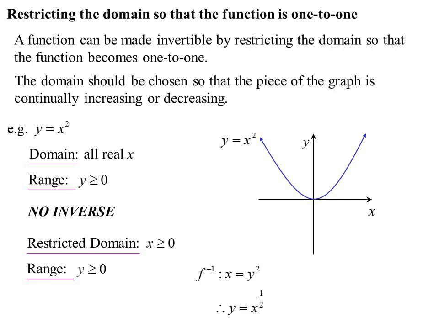Inverse, swap the x and the y's round, I'll get y equals x to the power of a half, or the positive square root of x if you prefer. The domain would be x is greater than or equal to 0. The range, y is greater than or equal to 0.